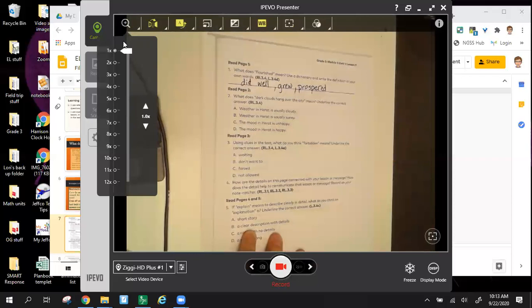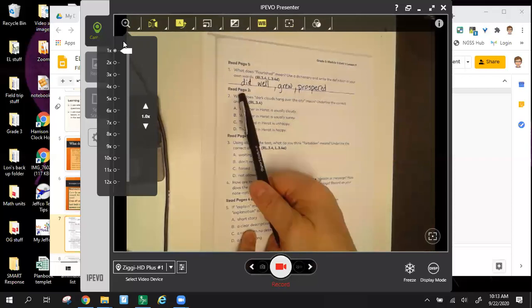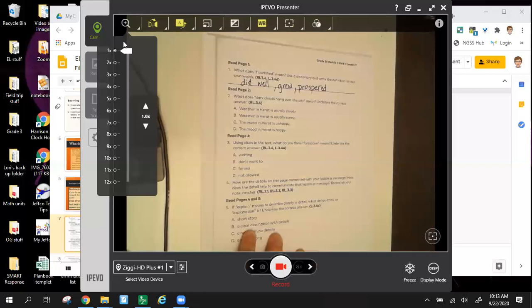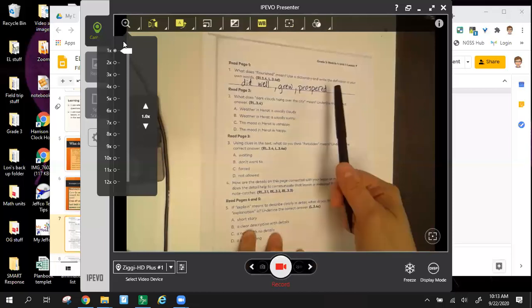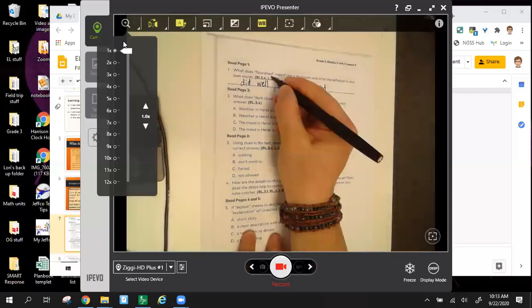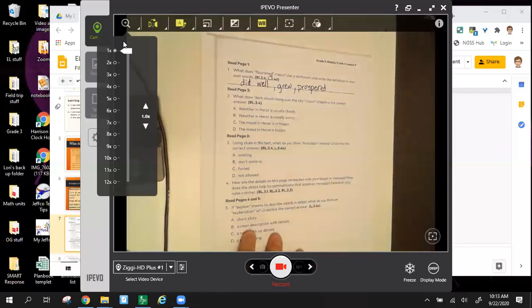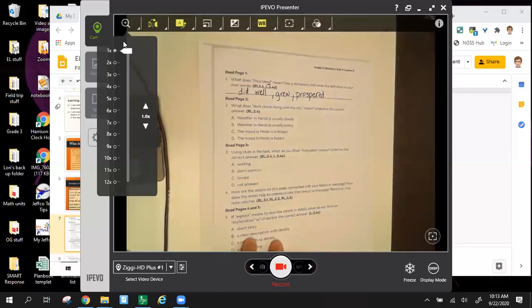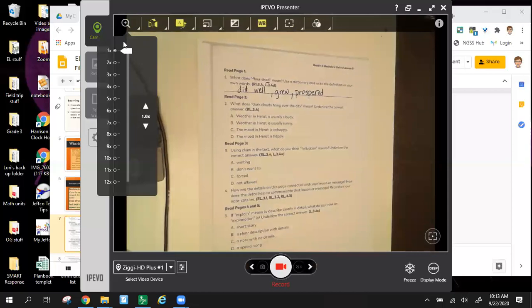Are all of those past tense words? Did they happen in the past? Prospered, grew, because flourished has that ED. I also made my answer in the past tense. So flourished means that it did well. It grew. Arts and music, they did a lot of it. It was popular. There was a lot of it. Okay? So flourished, we looked up in our dictionary.